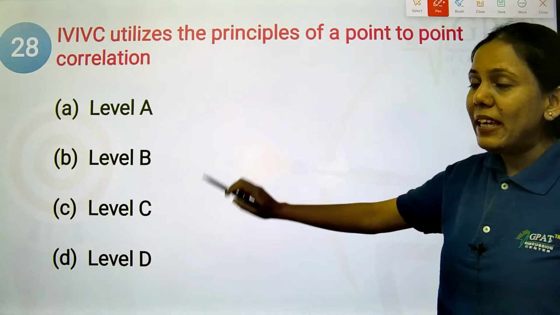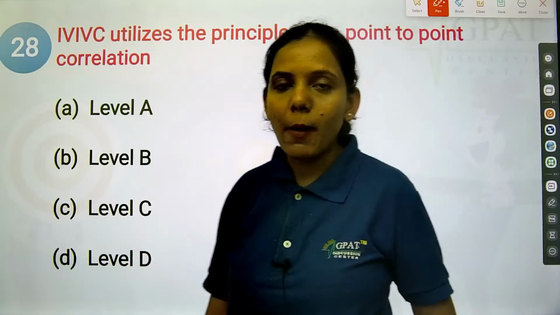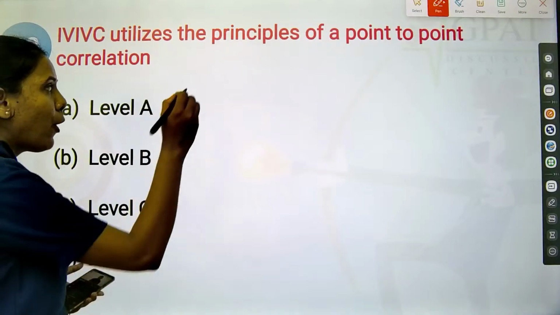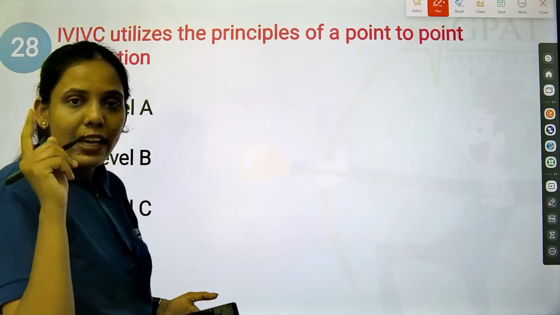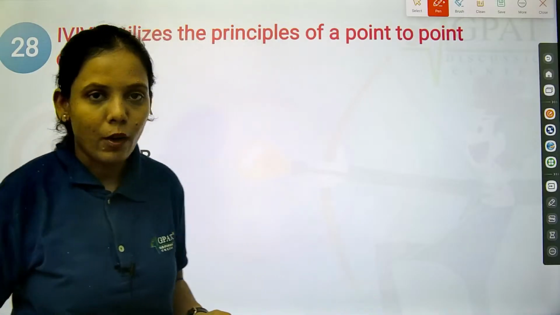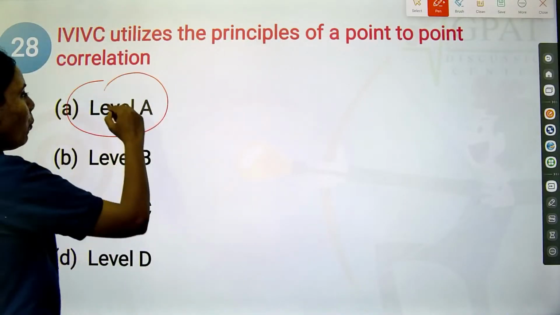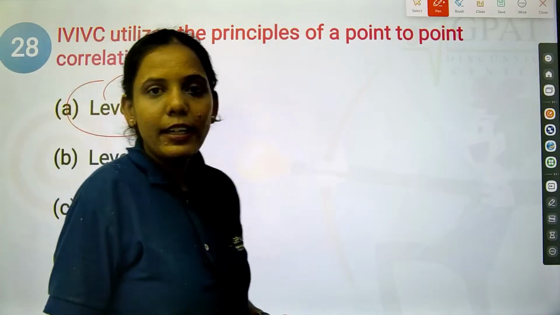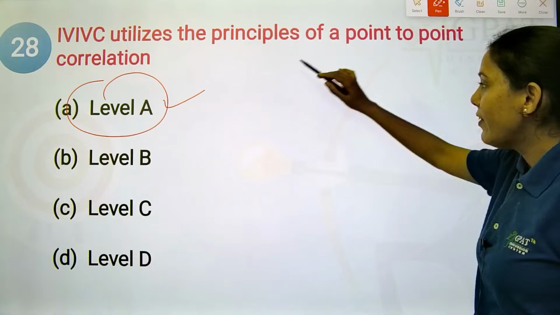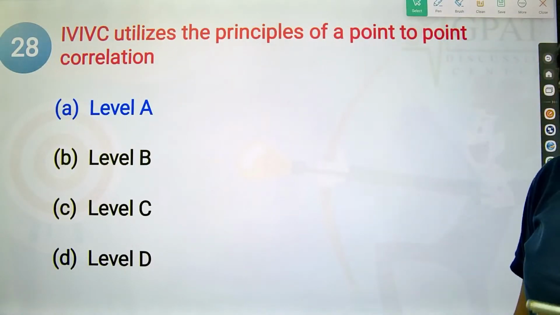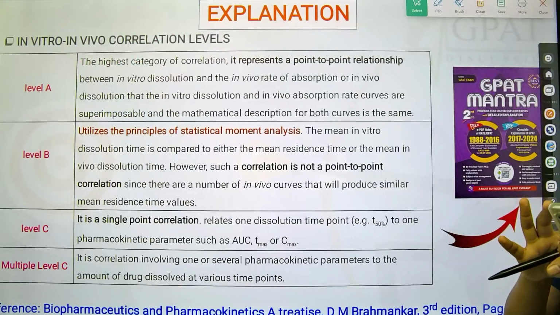So level A, B, C, D. This is from biopharmaceutics. Level A is about the point-to-point correlation. Point-to-point means each point of in vitro data we will compare with the in vivo data. So that is nothing but point-to-point correlation. So level A is the right answer. B, C, D it is not there. So IVIVC, that is in vitro in vivo correlation, that is a level A correlation. Option A is the right answer.